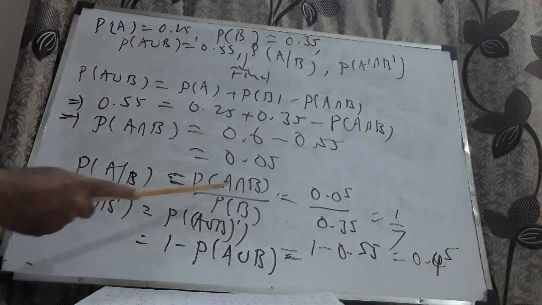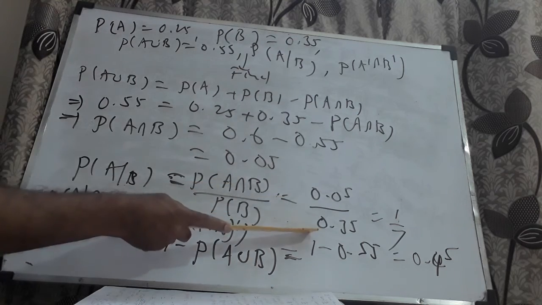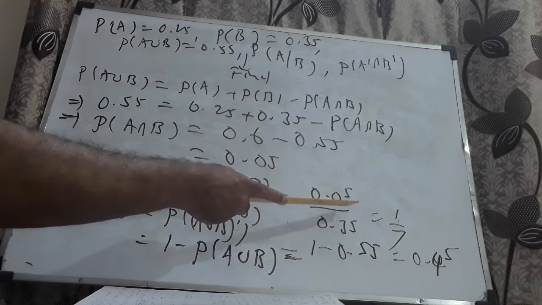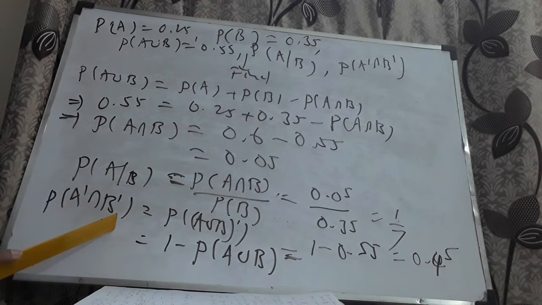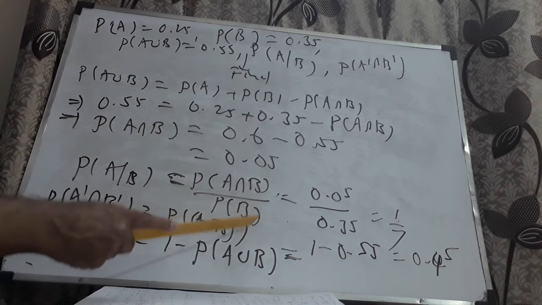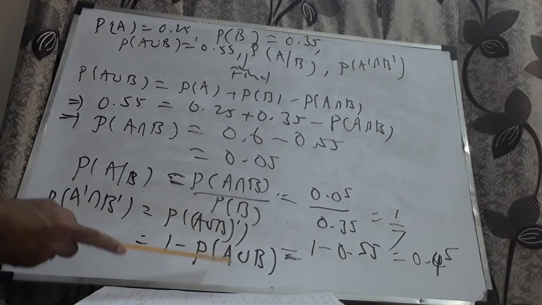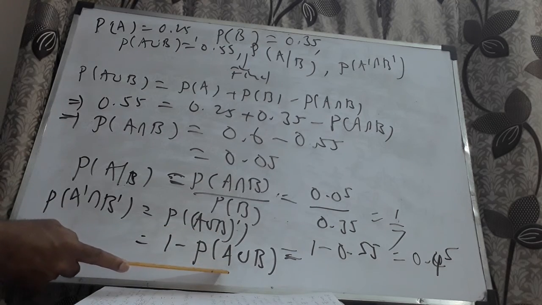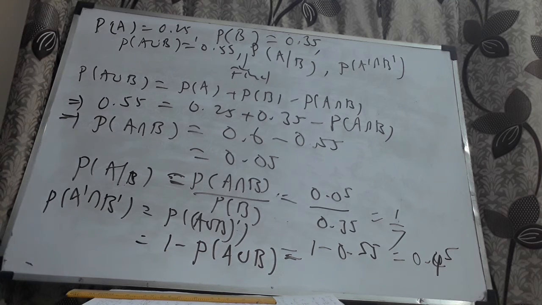P of A by B is P of A intersection B by P of B, by definition. 0.05 by 0.35 is reduced to 1 by 7. P of A dash intersection B dash is P of A union B the whole dash. It's 1 minus P of A union B. This is by De Morgan's law and by the complement rule in probability. 1 minus 0.55 gets reduced to 0.45.